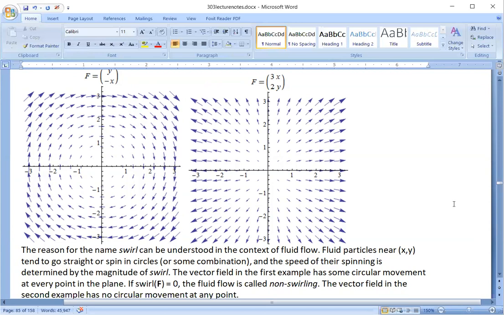In the vector field in the first example, you can see at every point there's some kind of circular swirling motion, and we got a swirl value of -2. Now, if the swirl of a vector field equals 0, the fluid flow is called non-swirling, very straightforward. Look at the graph of the second example, where the swirl equals 0, and you get an idea of what the vector field must look like and what that means. There's no circular movement there.